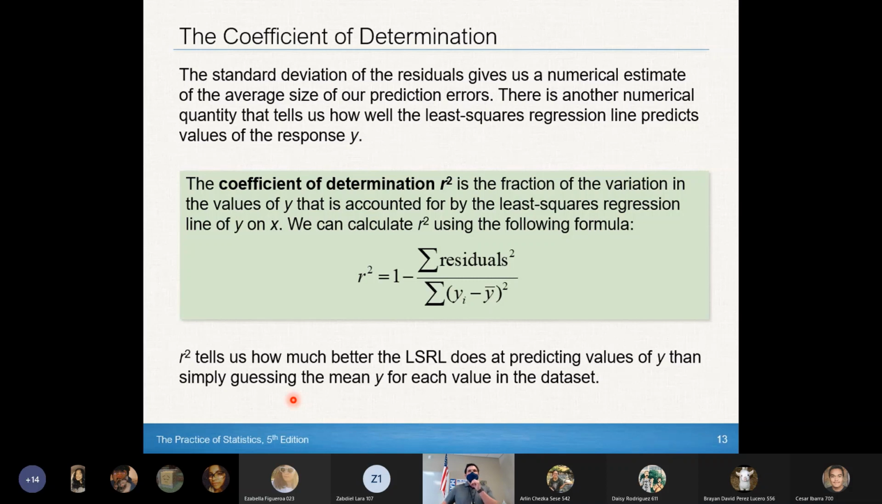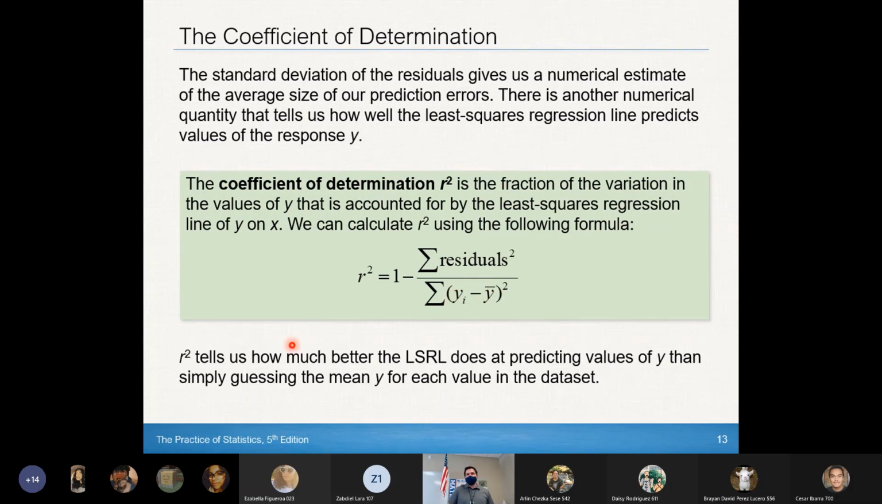We can calculate r squared by using the formula 1 minus the sum of the residuals squared divided by the sum of y_i minus y bar, squared. So the residuals use y hat, this is using y bar, so it's using the actual mean of your response variable squared.